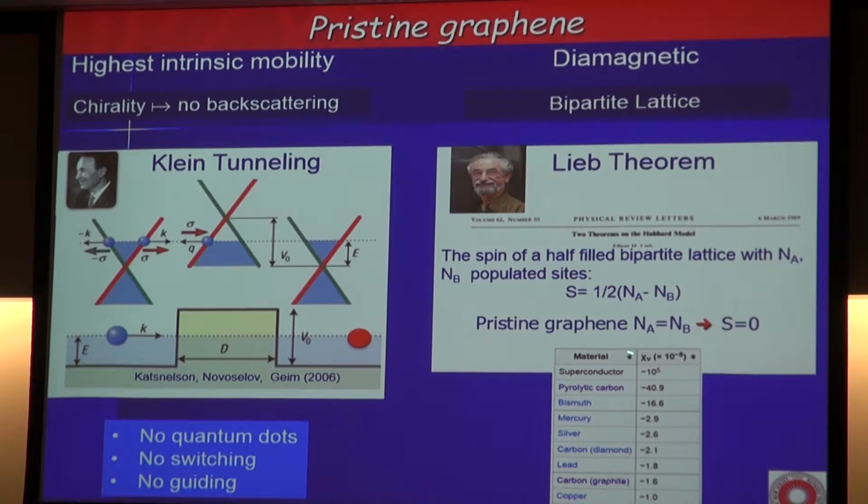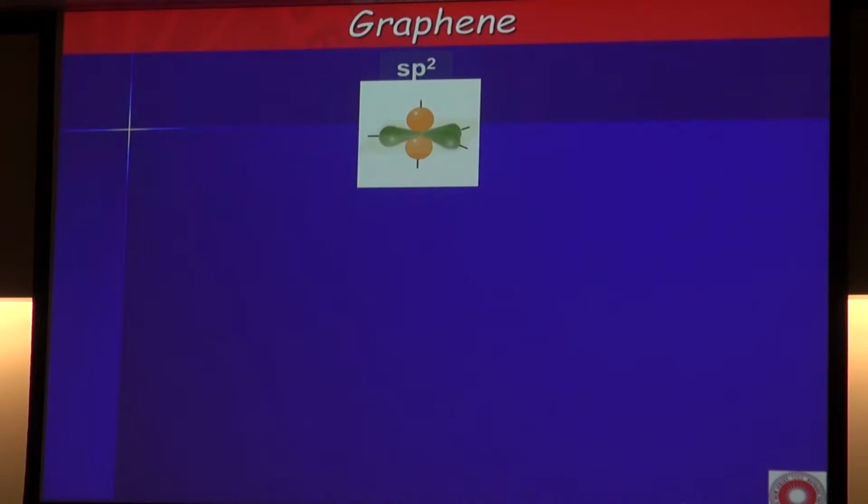So this is actually nice to see. If you look at diamagnetic materials, of course, superconductors are most diamagnetic, but graphene is somewhere here. Pyrolytic carbon is the largest non-superconducting diamagnetic material, and so on and so forth. If you look at Wikipedia, you're going to see this list.